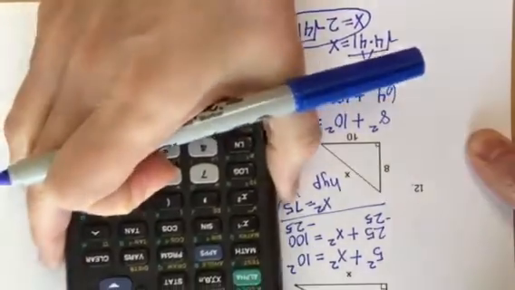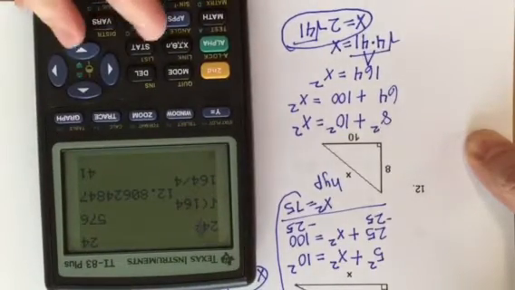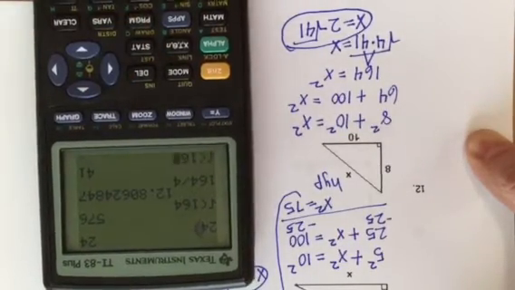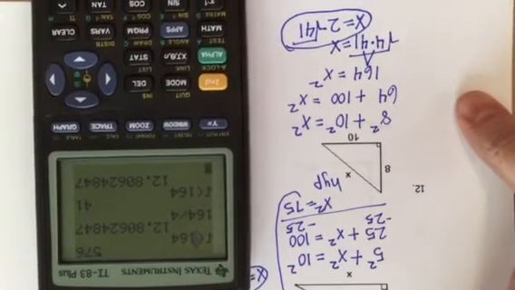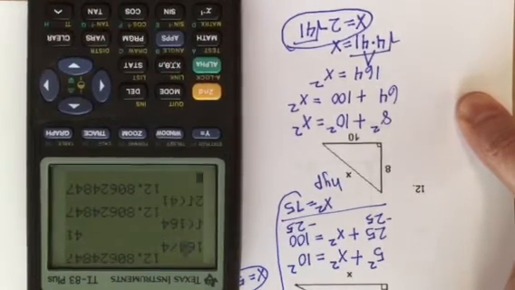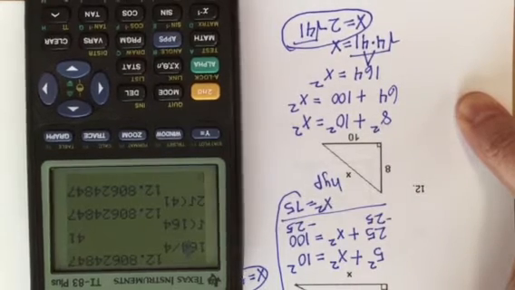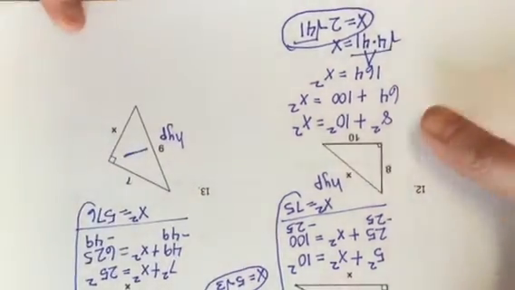And I can test that out to see if I've done my correct arithmetic. So I'm going to take the square root of 164, and I got 12.80624847. Then I'm going to take 2 square root of 41, and it is also 12.8. So I know that I simplified the radical correctly. Those two things are still equivalent to each other. Okay, we have one more.